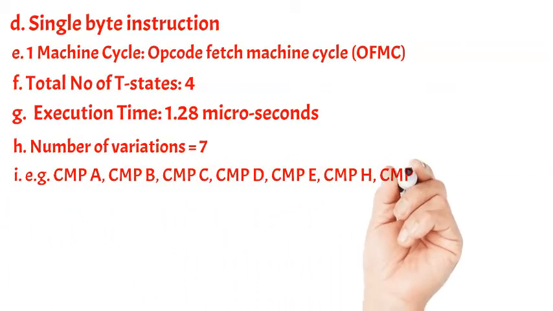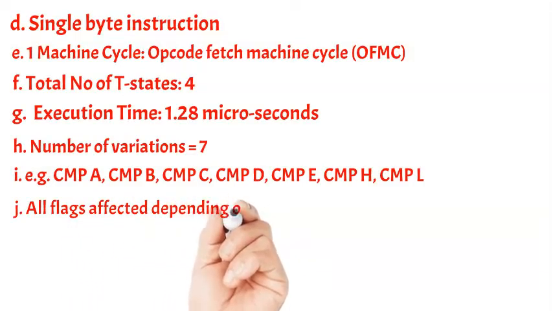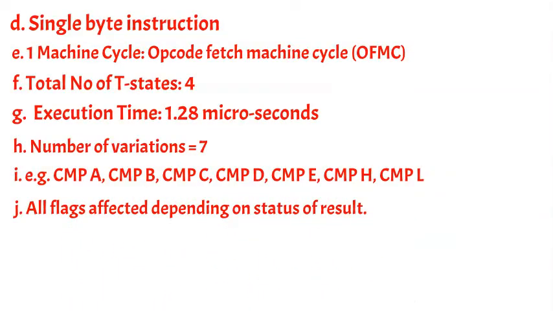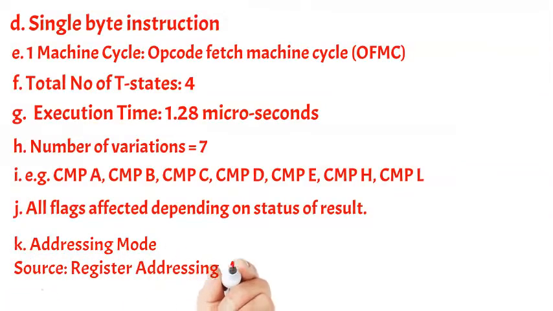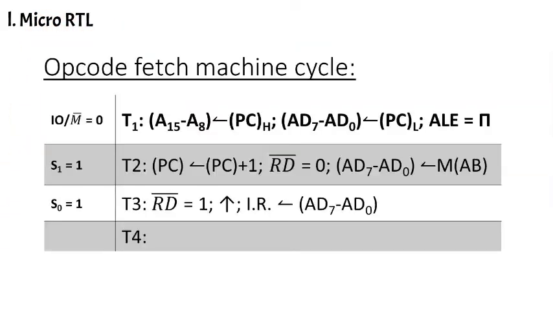The variations, depending on the number of registers, are 7 different variations, and all the flags will be affected depending upon the status of the result. As we have already discussed, the carry and the Z flag will infer the results. Addressing mode is the register addressing mode, and the destination is implied in this case. The micro RTL only consists of the opcode fetch machine cycle, which, as usual, has 4 states, and in the T4 state, CMPR will be equal to 1.